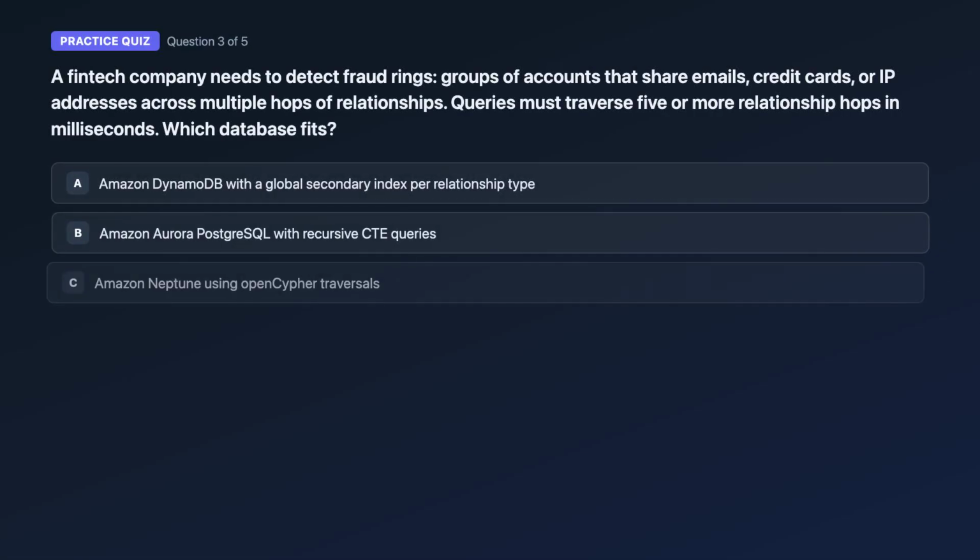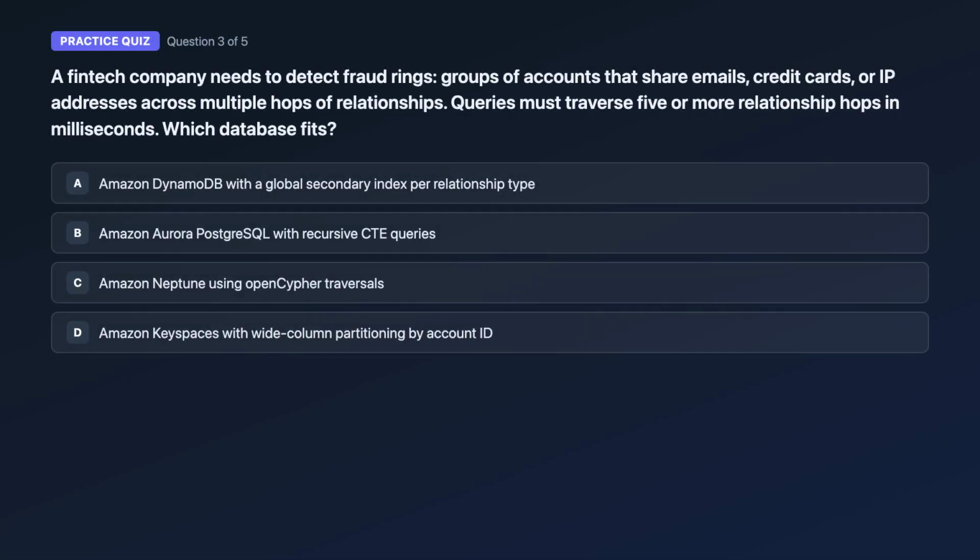Question 3. A fintech company needs to detect fraud rings, groups of accounts that share emails, credit cards, or IP addresses across multiple hops of relationships. Queries must traverse 5 or more relationship hops in milliseconds. Which database fits? Is it A, Amazon DynamoDB with a global secondary index per relationship type? B, Amazon Aurora PostgreSQL with recursive CTE queries?